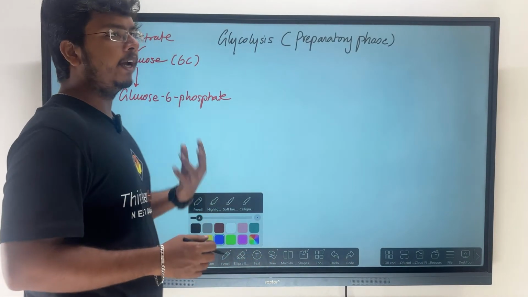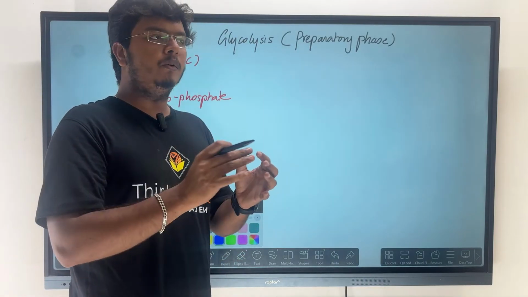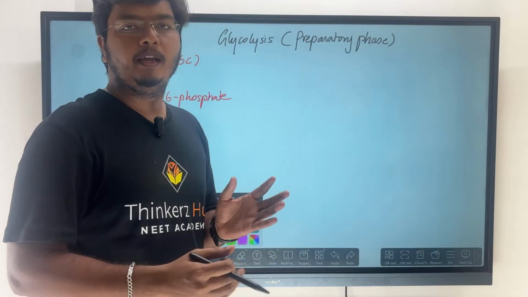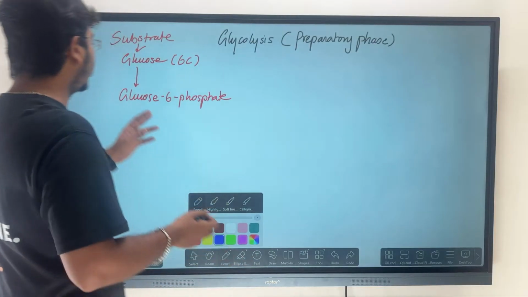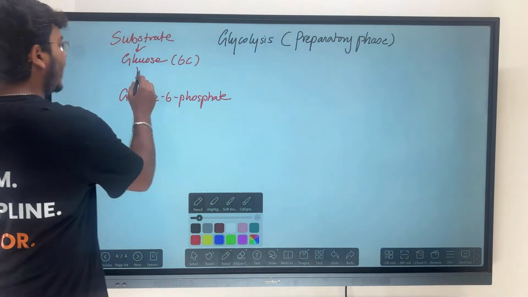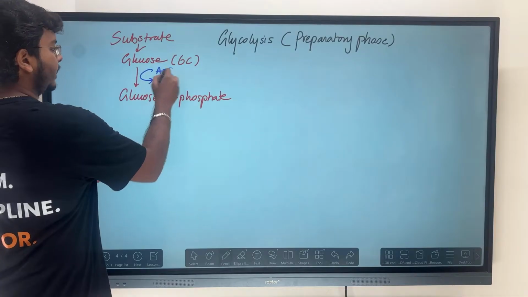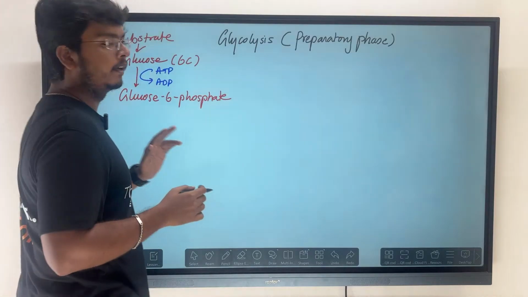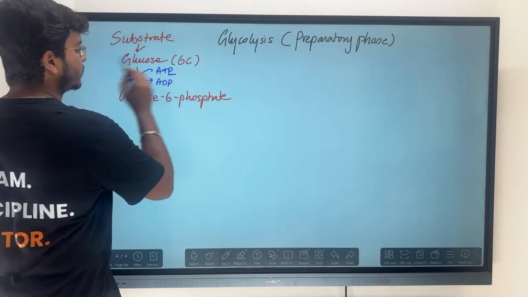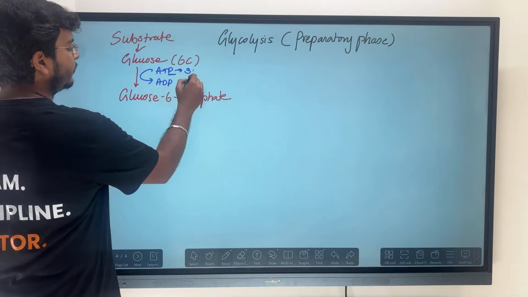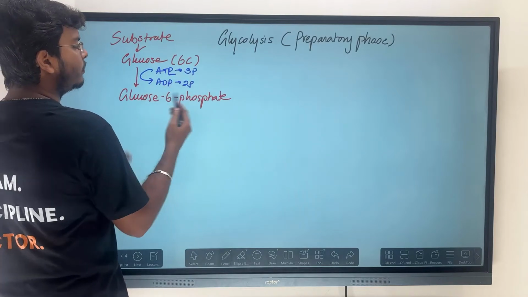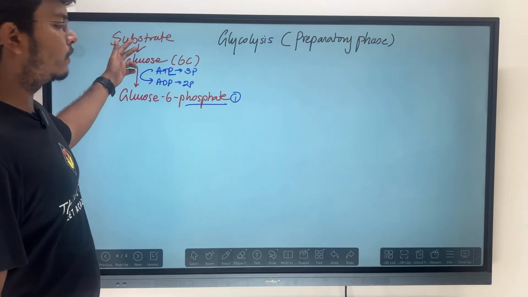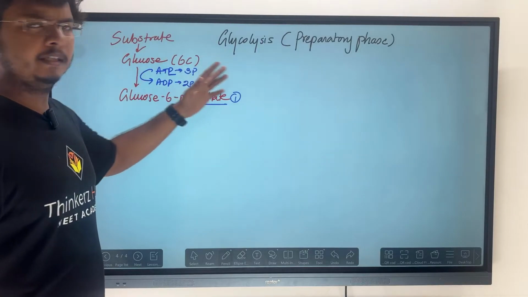Or else you can also say it this way: I need to accumulate some amount of glucose for my energy process. In that case, first I'll spend some amount of ATP and convert the glucose into the form of glucose 6 phosphate. Since I have added 1 phosphate, you can see ATP has 3 phosphates and ADP has 2 phosphates. So where is that 1 phosphate? That 1 phosphate is this. So glucose got converted into glucose 6 phosphate.